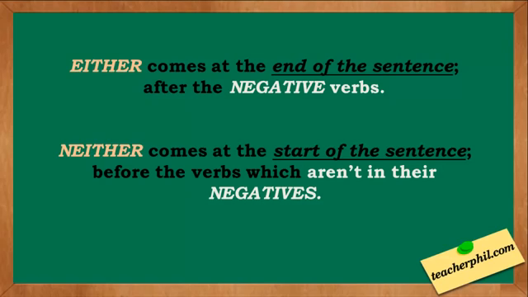Either comes at the end of the sentence, after the negative verbs, while neither comes at the start of the sentence, before the verbs which aren't in their negatives.